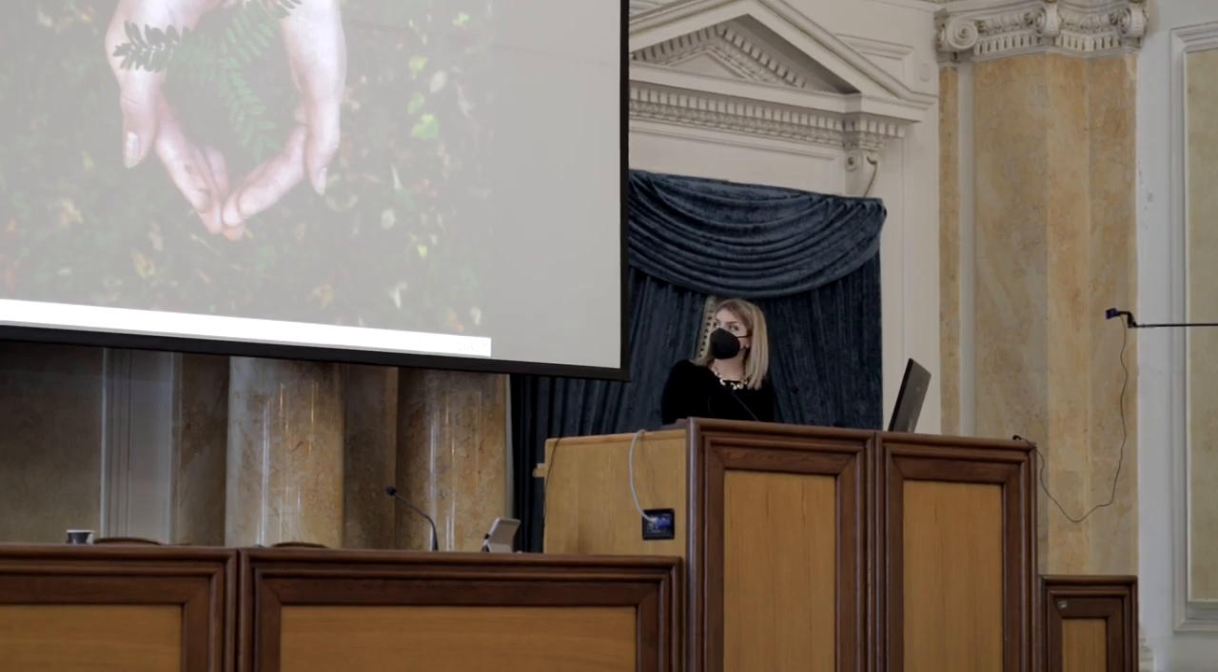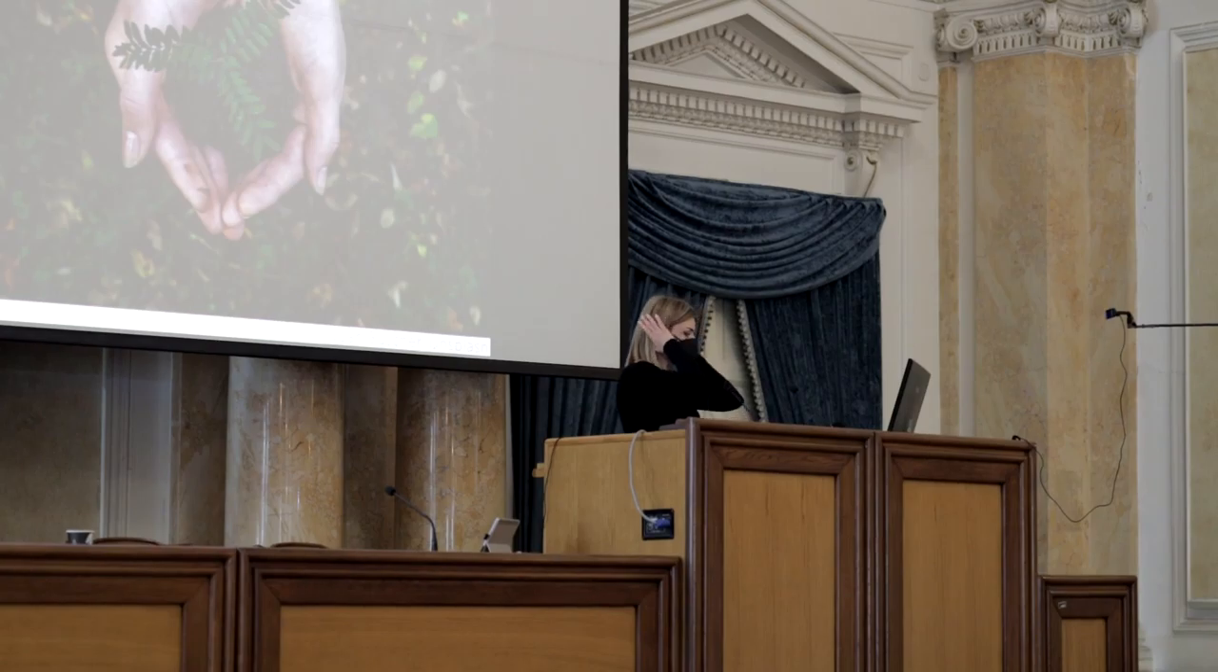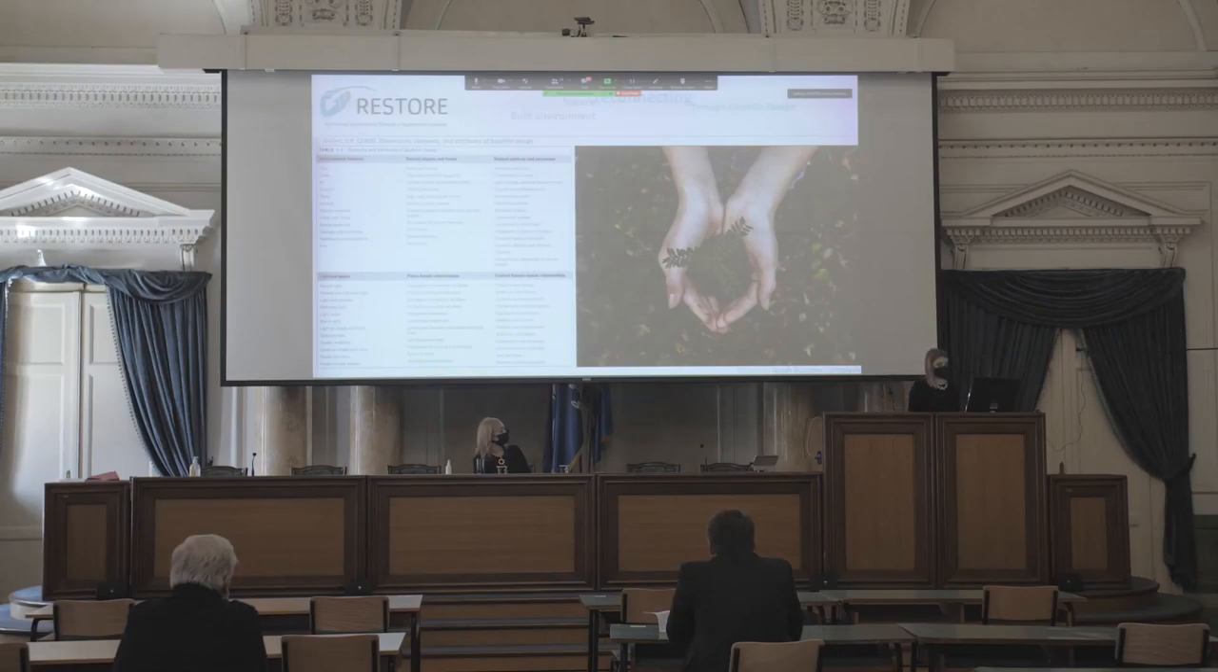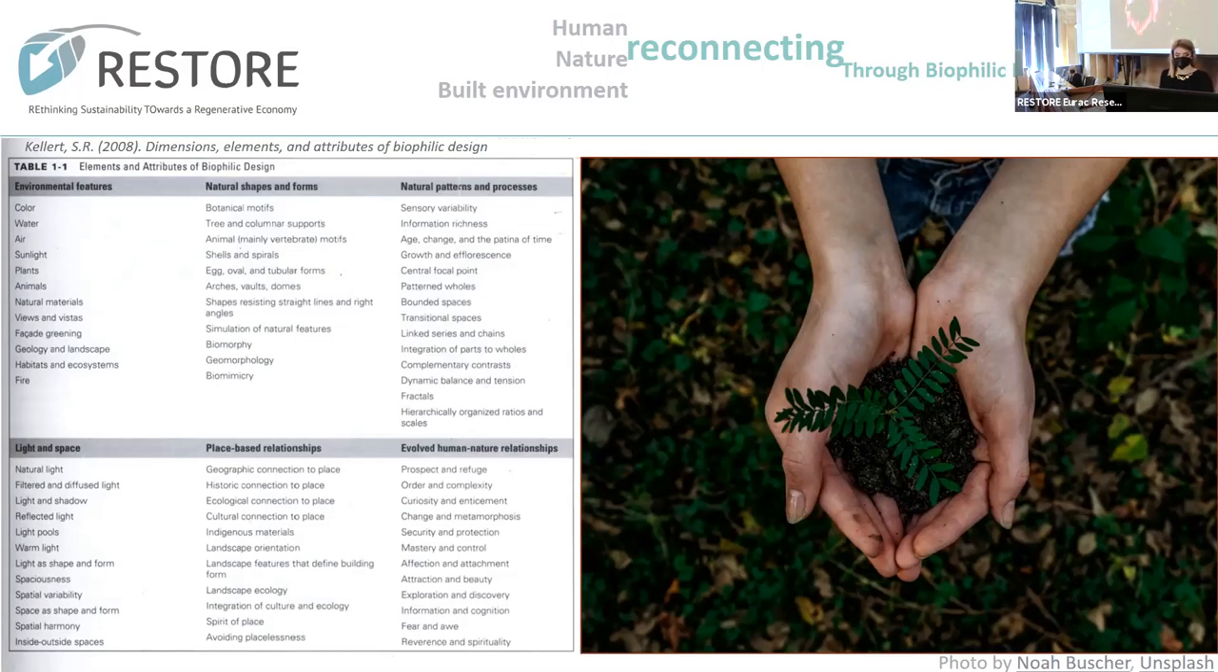Here, I think you can see a list of biophilic attributes. I'm not going to talk much about them. You can see they can be very different, from some very simple ones, presence of colors, water, air, sunlight, but they can be more abstract ones, like place-based relationships, for example, where through our design of the built environments, we must respect historic connection to place, ecological, cultural connection to place, similar attributes, and we come to something which we can call a spirit of place, and of course, avoiding placelessness.